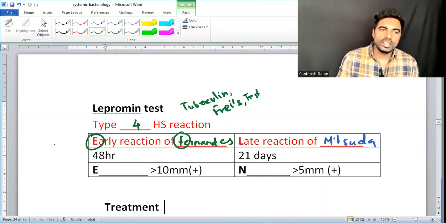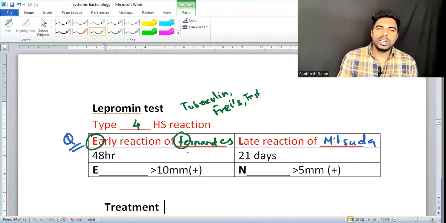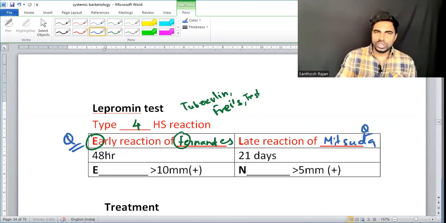Both are important. I had this question in my exam. Early is called Fernandez, late is called Mitsuda. For the early reaction, after you put the test, if you get a reaction within 48 hours, that is the Fernandez. Late reaction, after 21 days, that is called Mitsuda.